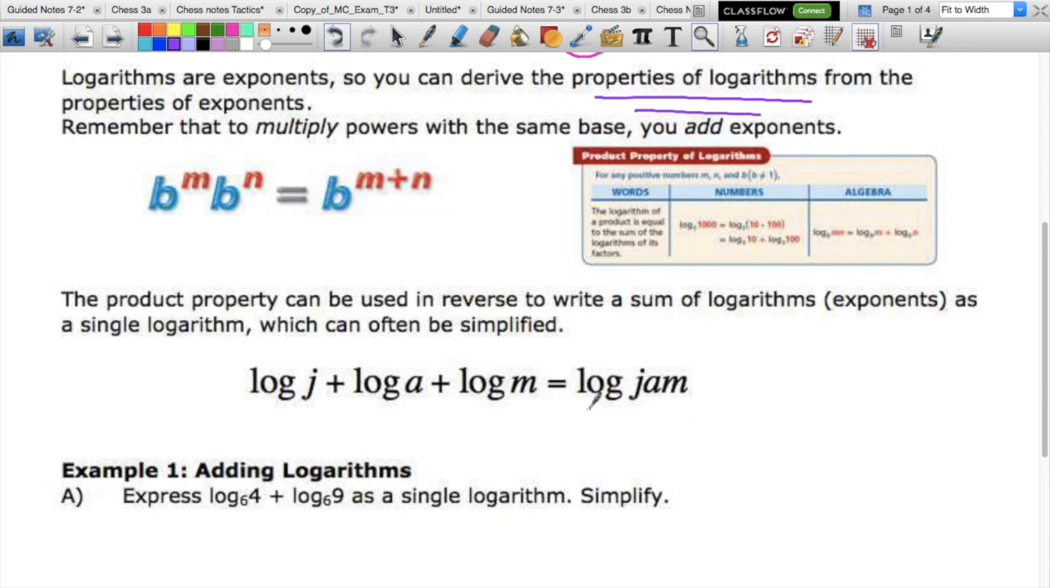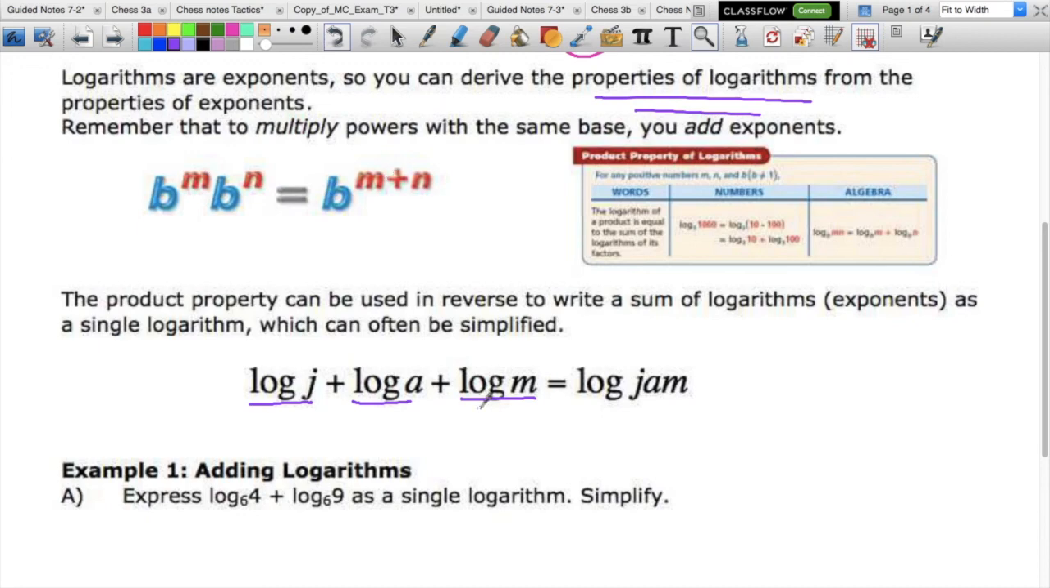Okay, and why is that? Well, when you're multiplying two numbers with the same base, we can add the exponents, can't we? And what did I say yesterday? Each one of these logs is an exponent. So if all three together were multiplication, we multiply these bases, then we can add the exponents. And so this is addition of exponents.